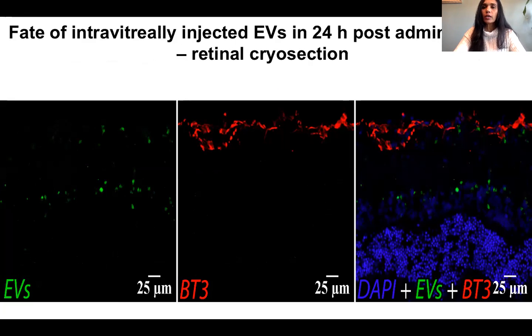Similarly, we used cryosectioning and immunohistochemistry to understand the same thing that we have seen before. Here the EVs are green, and these are beta tubulin 3, which stains the retinal ganglion cells. You can see that the EVs are in the retinal ganglion cell layer.